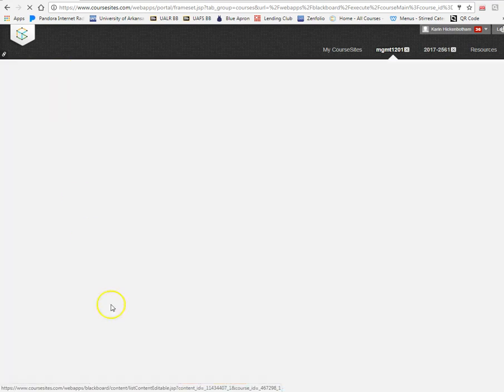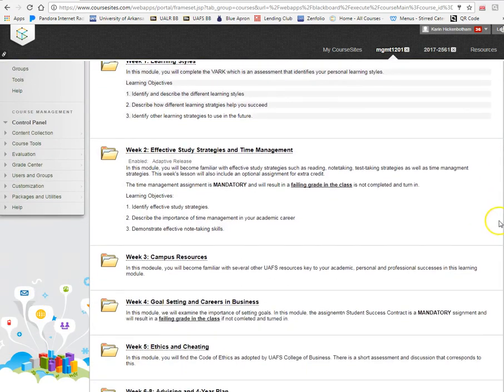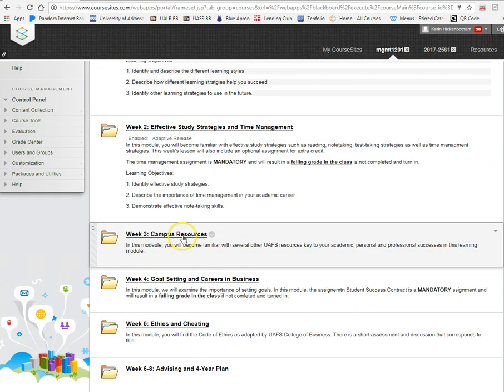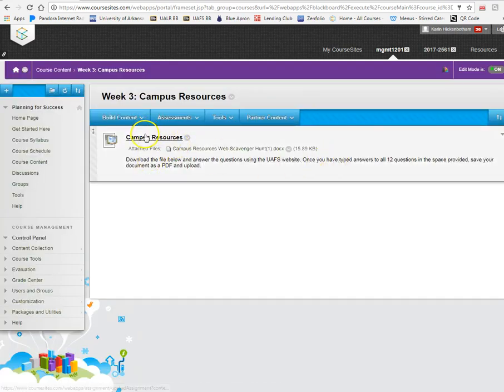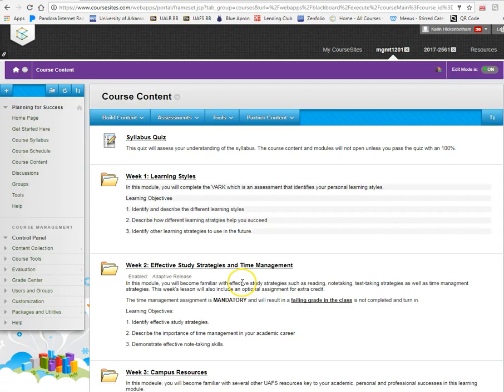In week 3, we have campus resources, which is a very simple assignment to complete that helps them navigate the university website that can answer any questions they might have.